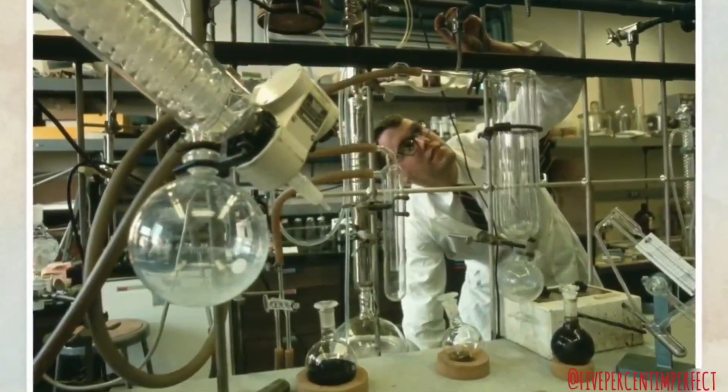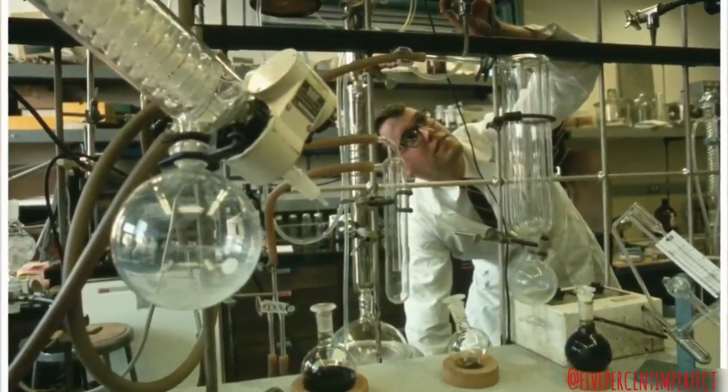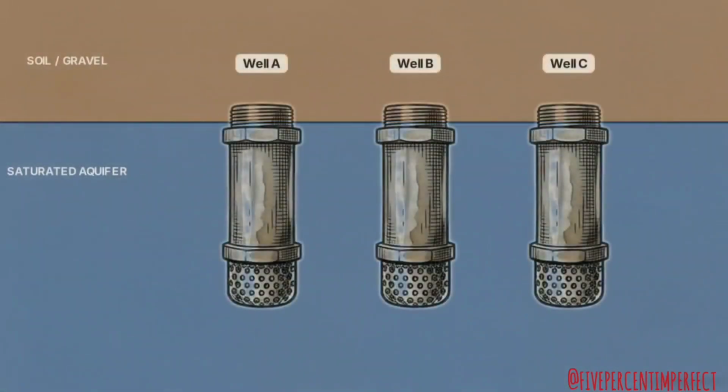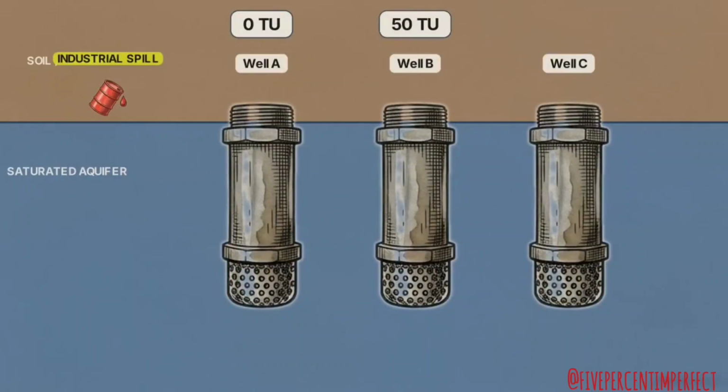The results are measured in Tritium Units, or TU. The data shows massive variations. Well A tests at 0 TU, Well B at 50, and Well C at 10.